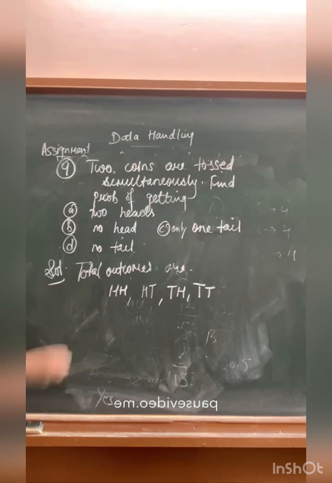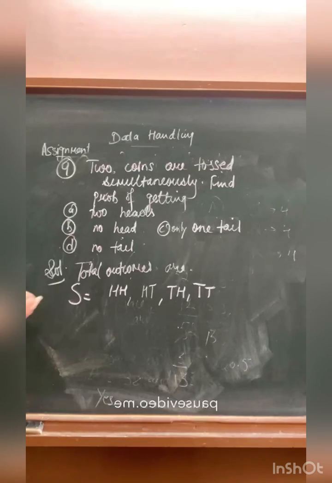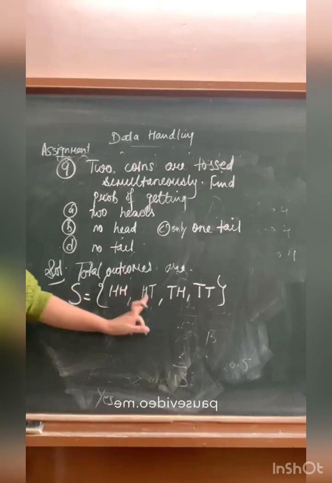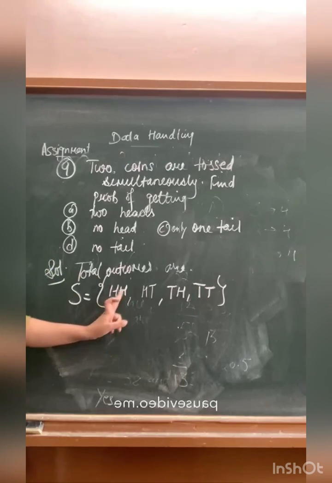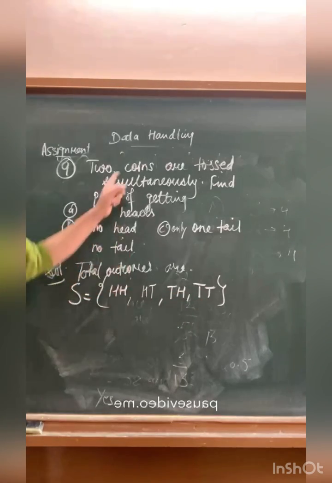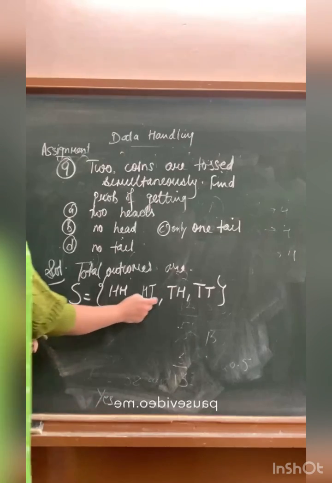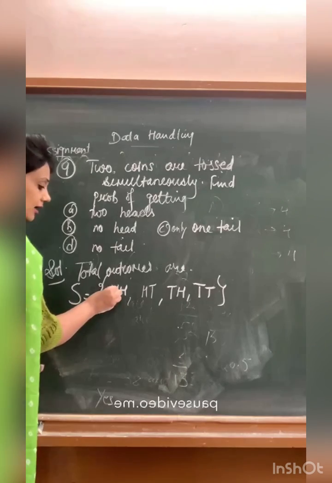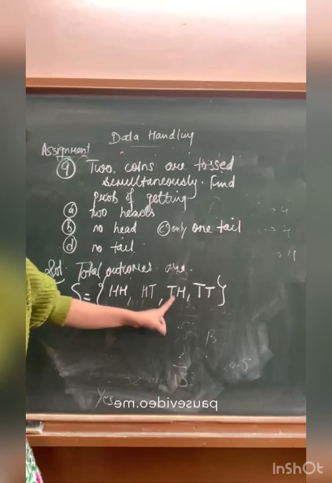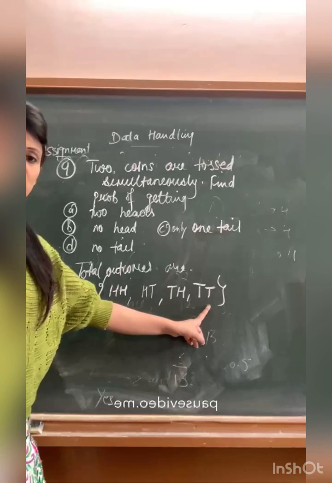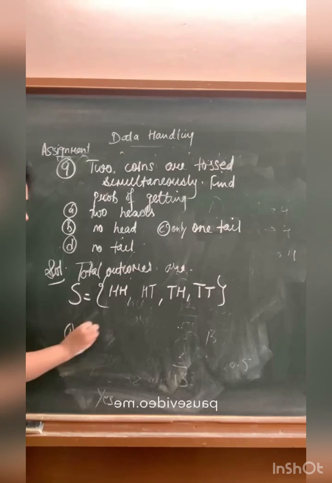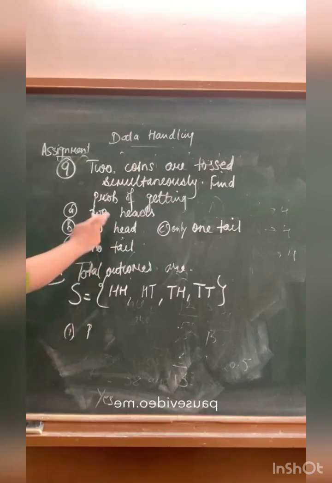So these are the total outcomes, or we can say total possibilities. How do we represent them? We represent it as capital S. Capital S stands for sample space. In the sample space, what do we write? Our possibilities. When we toss 2 coins, these can be the possibilities: head on both coins, head on one and tail on the other, tail on one and head on the other, or tail on both coins. Right?